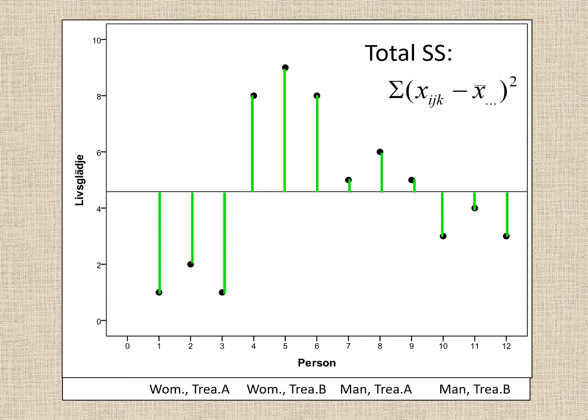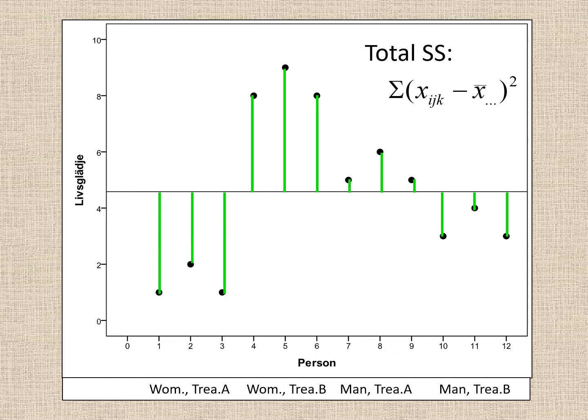So we can calculate a few sums of squares here again. Total sum of squares, the same way as before. We take every individual's value, minus the total mean, square that, and sum over all individuals. The variation in life satisfaction among these 12 individuals.